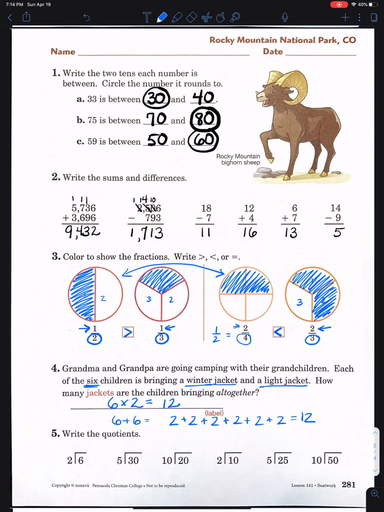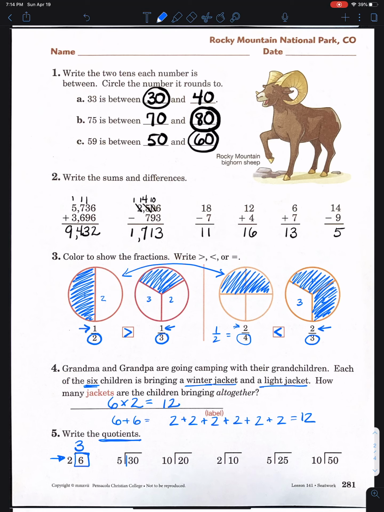All right, now we're going to write the quotient. The quotient is the answer in a division problem. We have a total of 6 candy bars in the box. 2 people are sharing them. How many does each person get? 6 divided into 2 equal groups is 3.